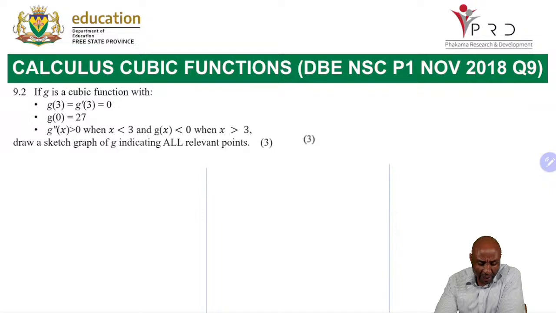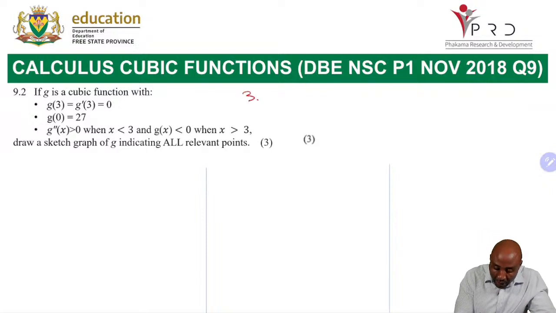Now, here is another interesting question where you are asked to interpret and sketch a graph. Remember, we are told that g of x is a cubic function with g of 3 equals 0, and the first derivative at x equals 3 is equal to 0. So it follows that we have a point with coordinates 3 and 0, which is g of 3 equals 0. We know that this is an x-intercept.